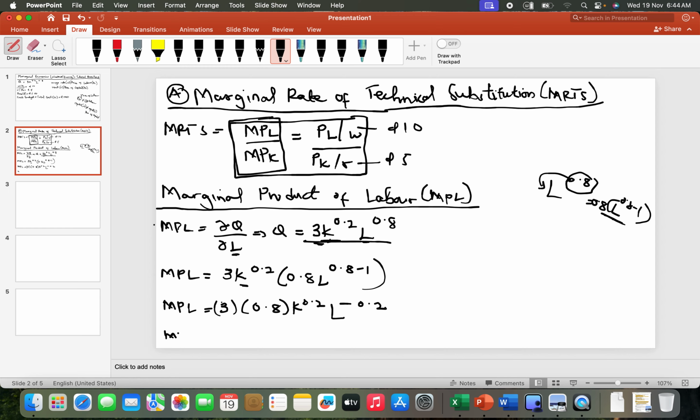So MPL is equal to 2.4 K exponent 0.2, L exponent minus 0.2. So this gives us our marginal product of labor. This particular one is our marginal product of labor.